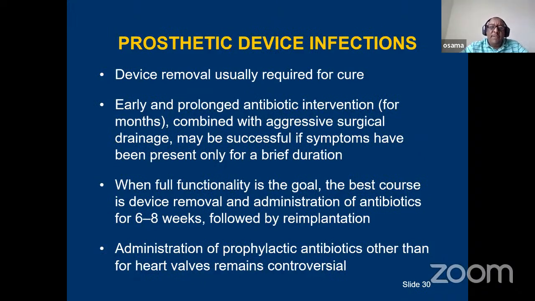Prosthetic device infection. Device removal usually required for cure. In the elderly, prolonged antibiotic intervention for months combined with aggressive surgical drainage may be successful if symptoms have been present only for brief duration. When full functionality is the goal, the best course is device removal and administration of antibiotic for 6 to 8 weeks, followed by re-implantation. Administration of prophylactic antibiotic other than for heart valve remains controversial.